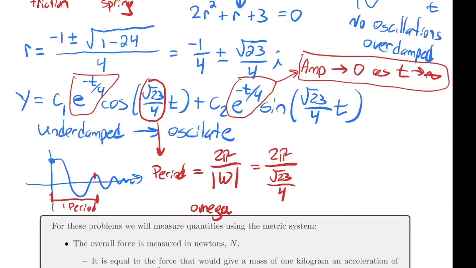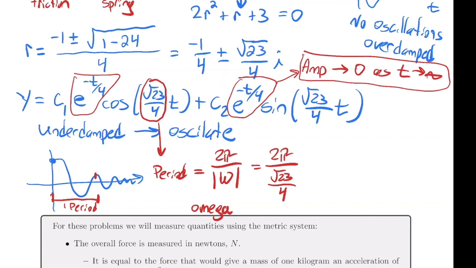What'd you say the W was again? Yeah. So this W, we'll call it an omega here. It's a Greek letter, and it's equal to the multiple that's in front of the t inside of our homogeneous solution. So in this case, that's that root 23 over 4.